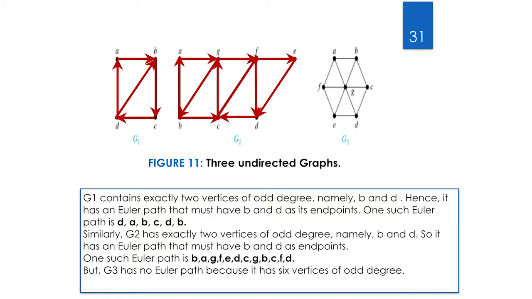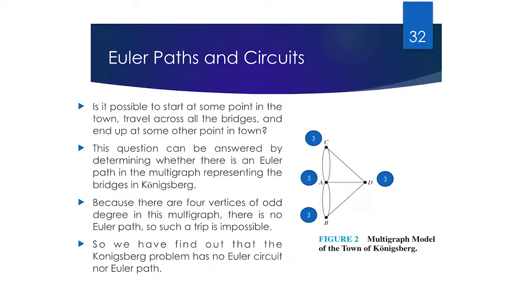One such Euler path is B, then A, then we go to G, then to F, then to E, then to D, and then we go to C, to G, then to B, then to C, and then to F, and then to D. But G3 has no Euler path because it has 6 vertices of odd degree.